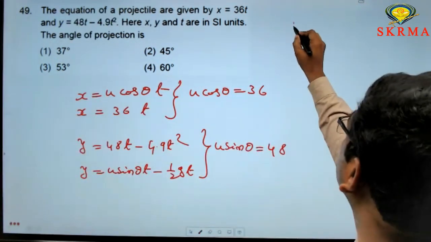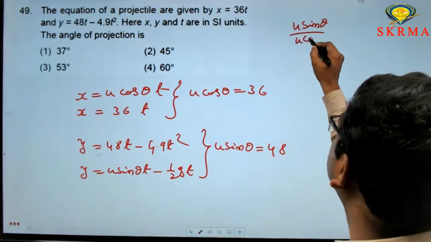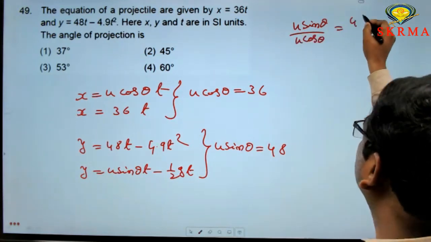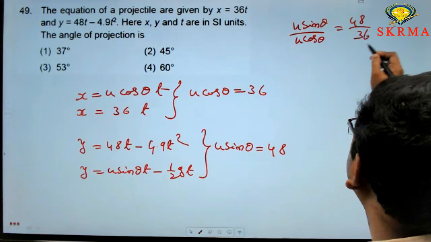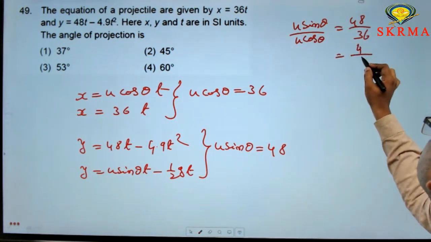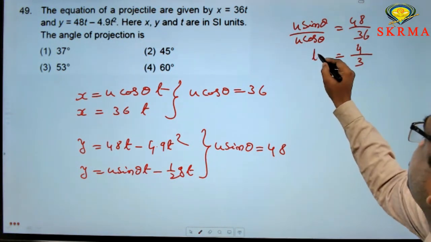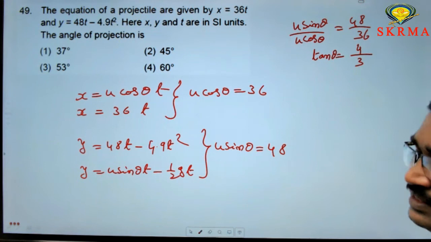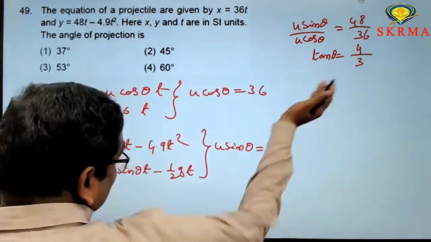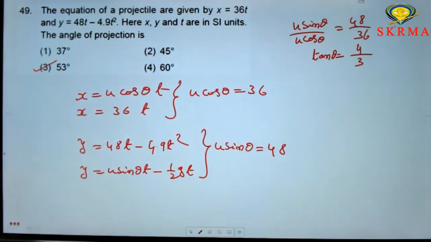u sin theta by u cos theta equals 48 by 36, which equals 4 by 3. This is nothing but tan theta. Tan theta is 4 by 3, which is greater than 1. Tan theta equal to 1 means 45 degrees. Greater than 1, 4 by 3, is nothing but 53 degrees.